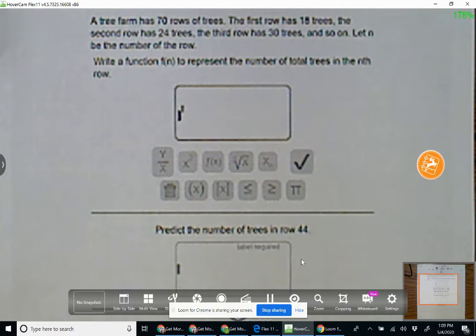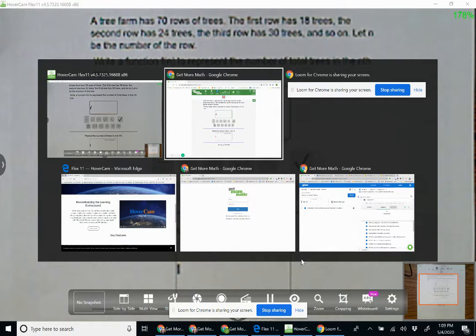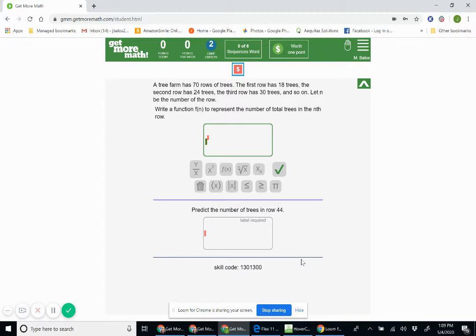It'll look like this. This week's topic is sequences word problems. We're going to combine both arithmetic and geometric sequences in this topic and see how it works out in real world problems. The first one: a tree farm has 70 rows of trees.